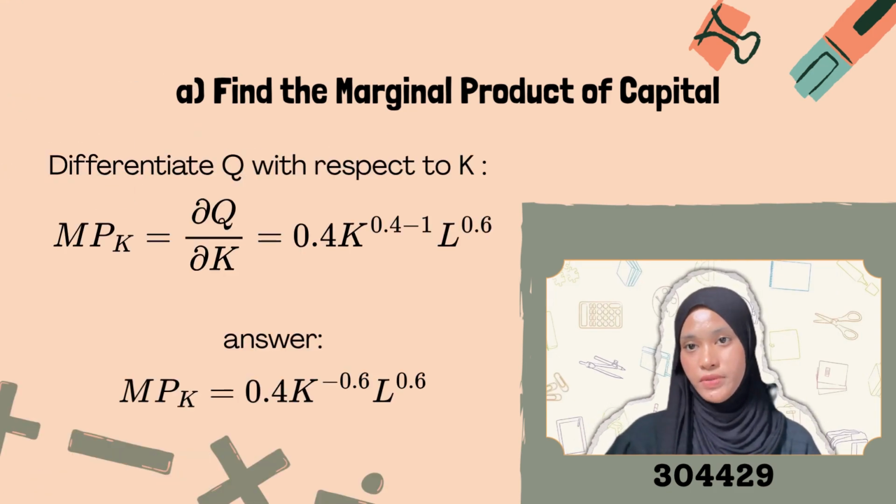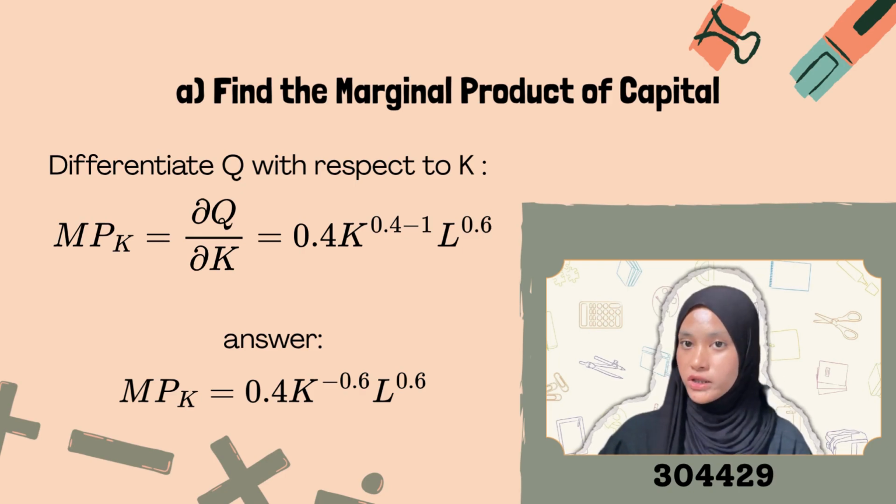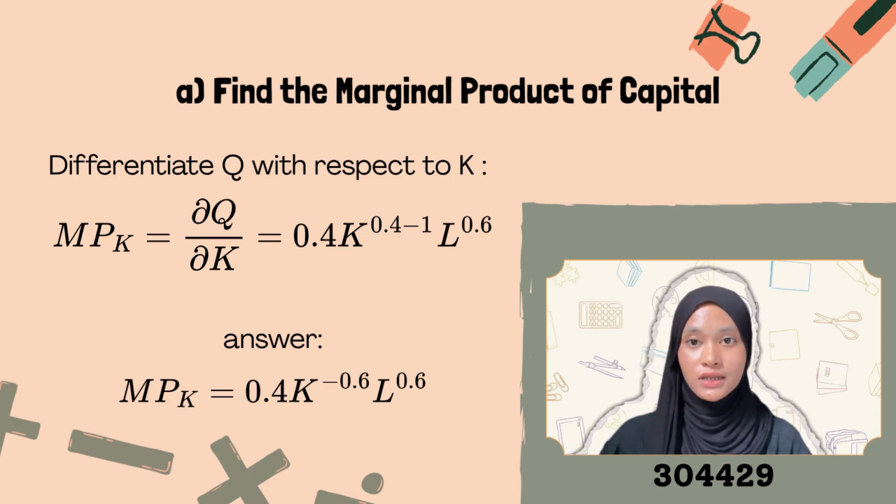MPC, marginal product of capital, means how much extra output we get if we increase capital by 1 unit, holding labor constant. Step 1: Differentiate Q with respect to K. This means if we increase capital by 1 unit, keeping labor constant, the output Q will increase by an amount equal to 0.4 times K to the minus 0.6 times L to the 0.6. So, the marginal product of capital depends on both capital and labor. If capital increases, this value may decrease due to diminishing returns.